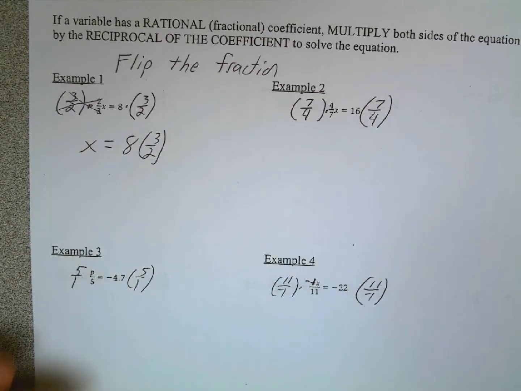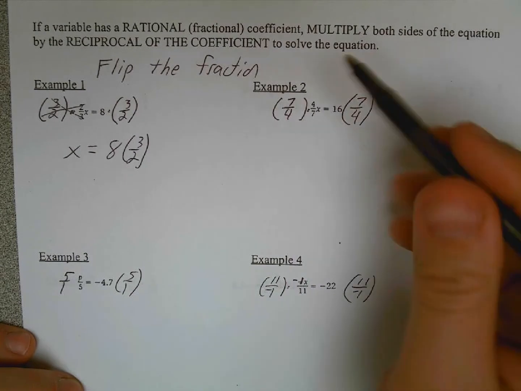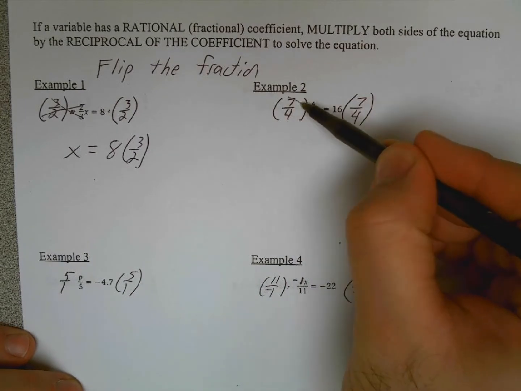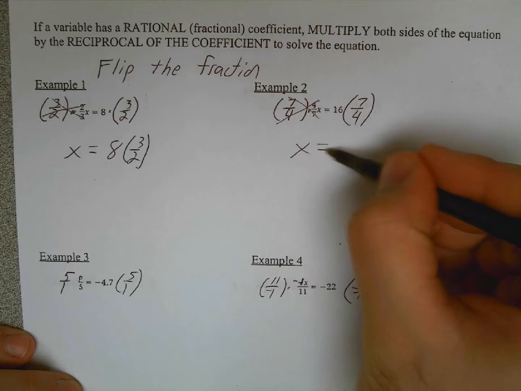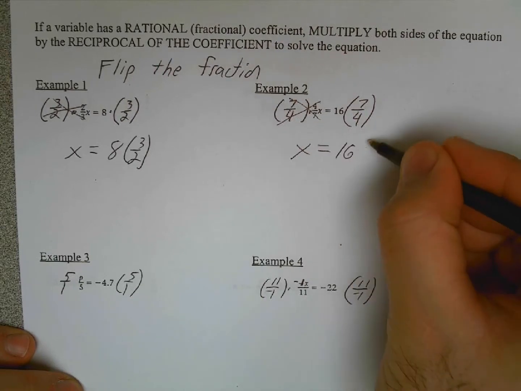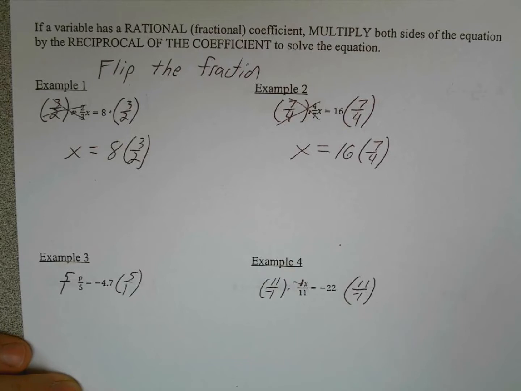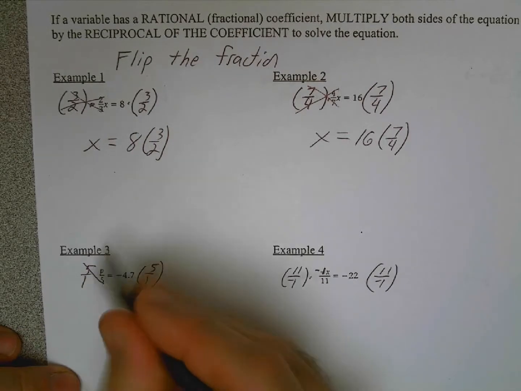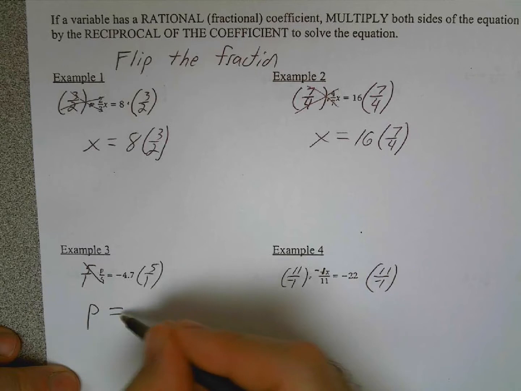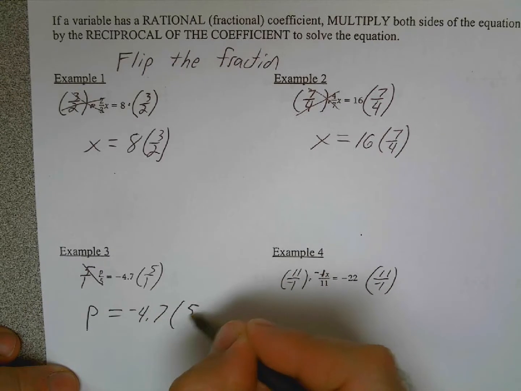All right. Over here, let's look at that. We're setting up each problem step by step. 7 cancels out. 7's cancel out. The 4's cancel out. I'm left with x equals 16 times 7 divided by 4. Over here, the 5's cancel out and the 1's cancel out. I'm left with p equals negative 4.7 times the 5/1, right?